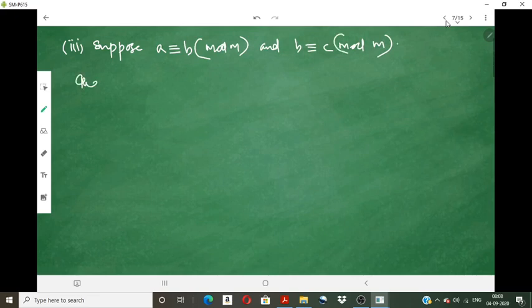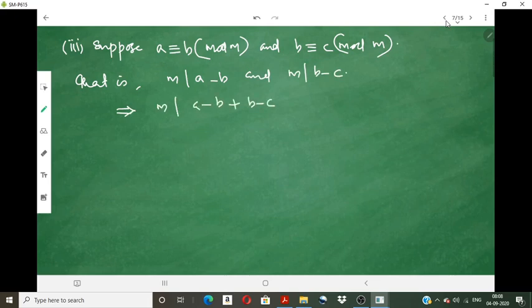That is, A congruent to B modulo M means that M divides A minus B, and M divides B minus C. Then by the property of divisibility, this together implies M divides (A minus B) plus (B minus C). We know that if M divides A and M divides B, then M divides alpha A plus beta B. That means it divides all the linear combinations of A and B.